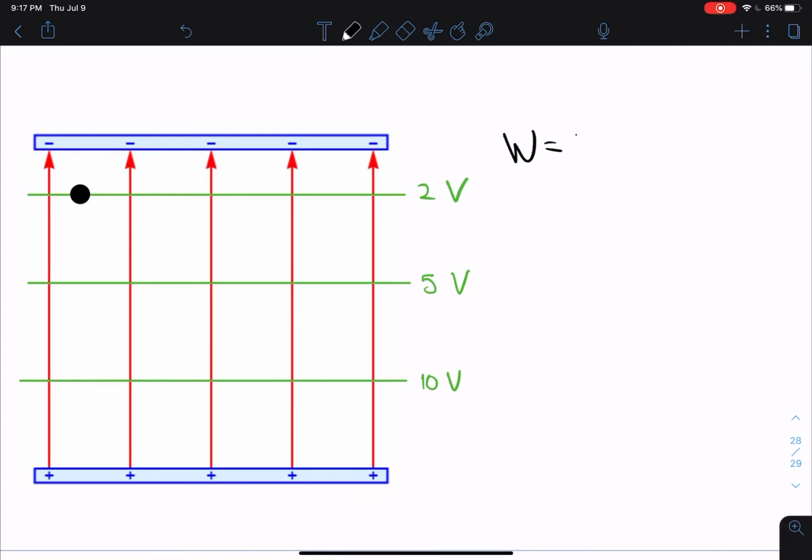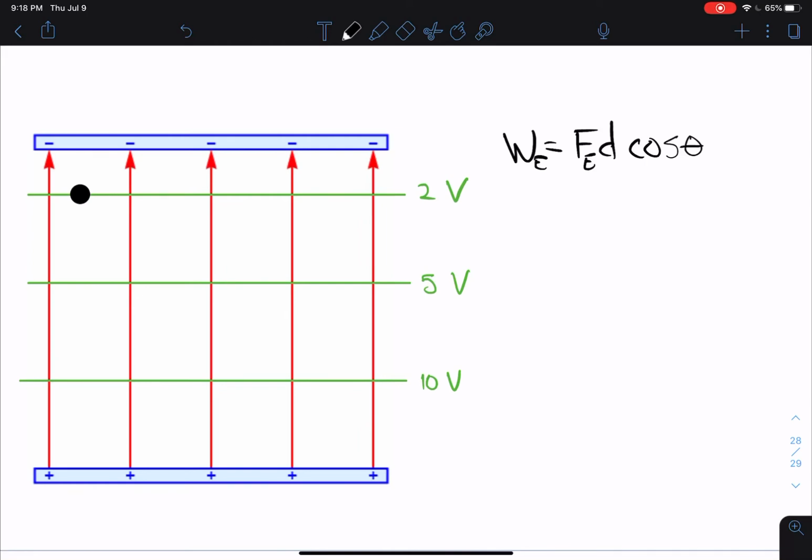Work equals F d cosine theta. Specifically, I'm looking at the electrostatic work, the work done by the electrostatic force, so let me put little subscripts here. D is the distance that the object actually moves. And theta is the angle between the force and the motion.